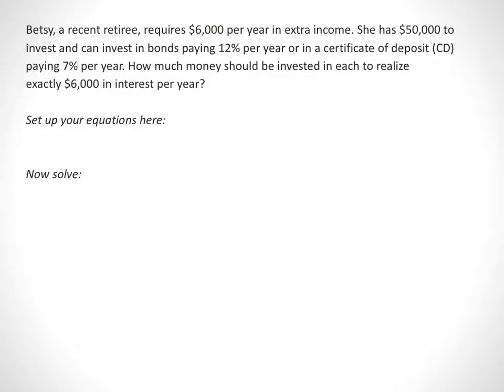So here's our first problem. We have Betsy. She's a retiree. She's requiring $6,000 a year in extra income. She has $50,000, that's the principal, to invest, and can invest in both bonds paying 12%, that's one rate, or a certificate of deposit, CD, paying 7%, that's the other rate. How much money should be invested in each in order to realize exactly $6,000 in interest per year?